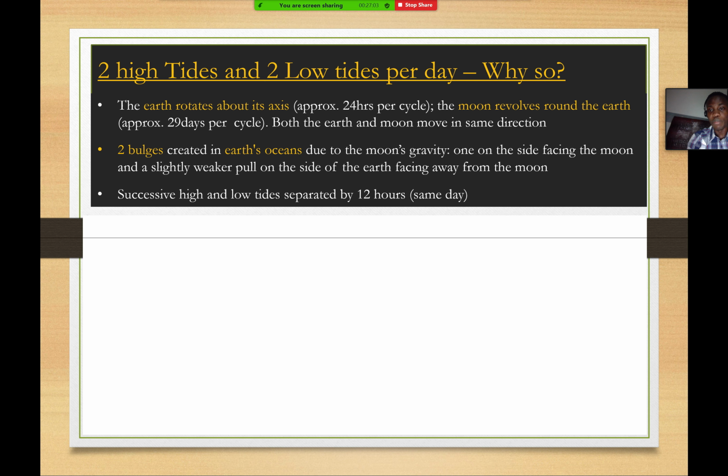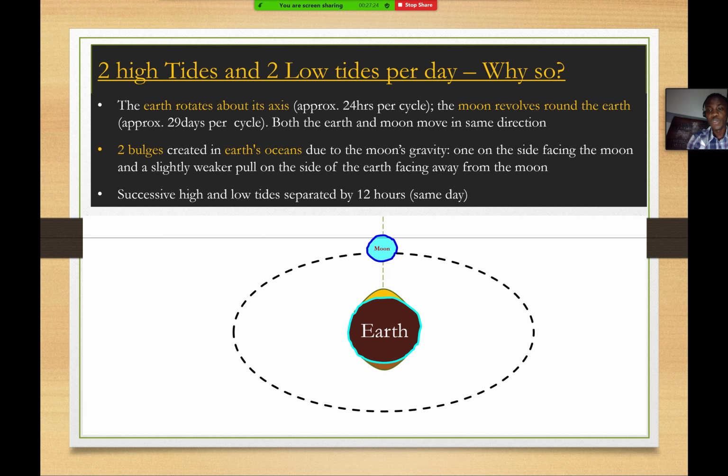So another important point to note is that successive high and low tides are separated by 12 hours, whether it's semi-diurnal or mixed semi-diurnal. The key thing is that from one high tide to another high tide, and from one low tide to another low tide, they're typically separated by approximately 12 hours within a 24-hour cycle.